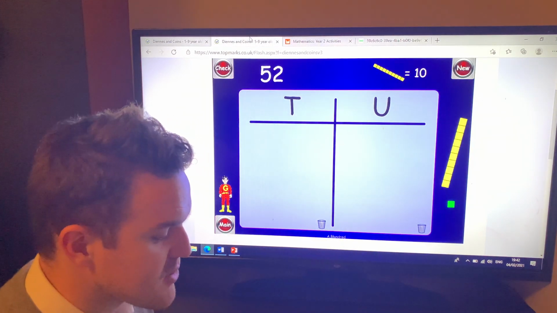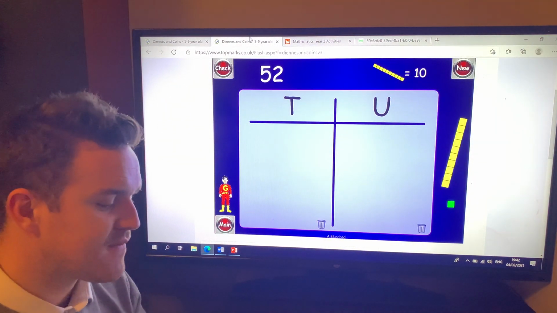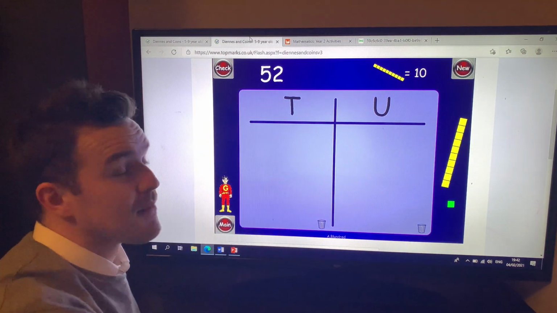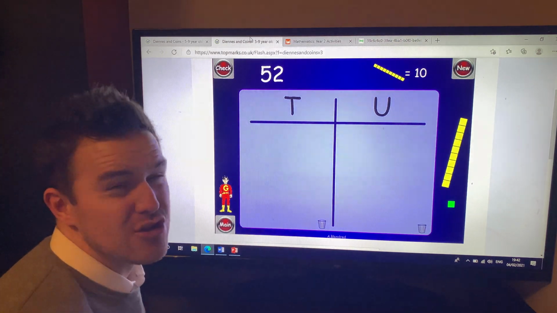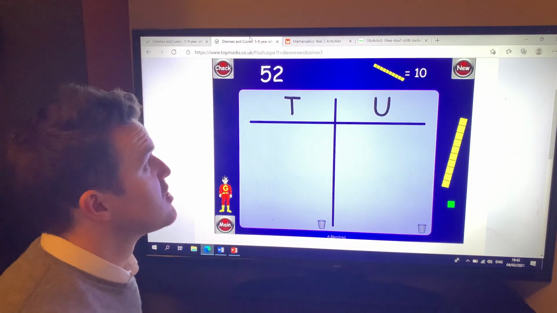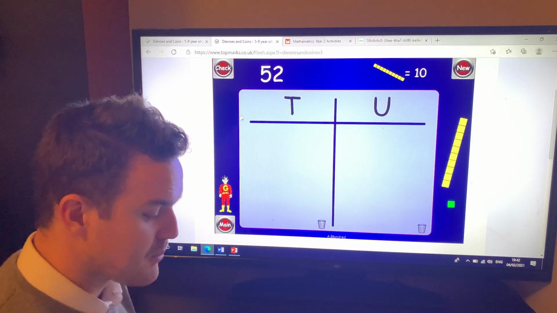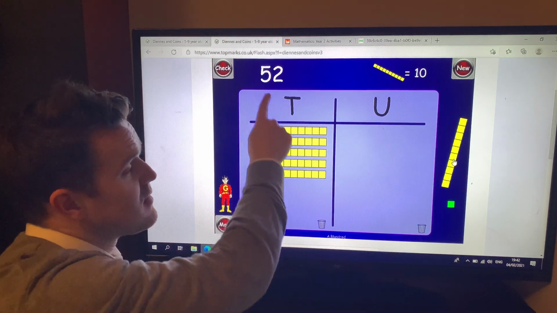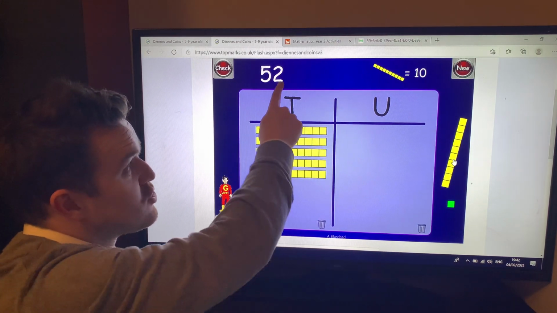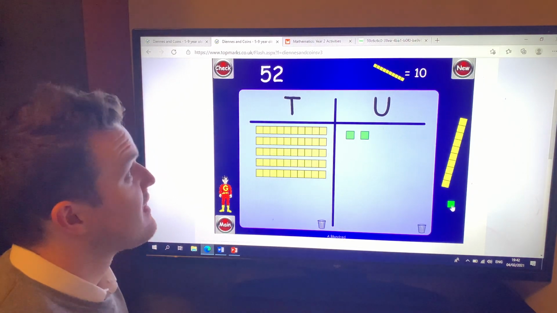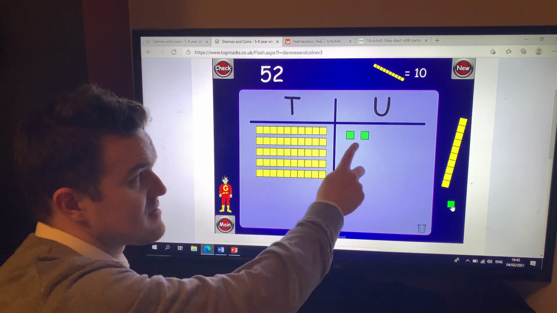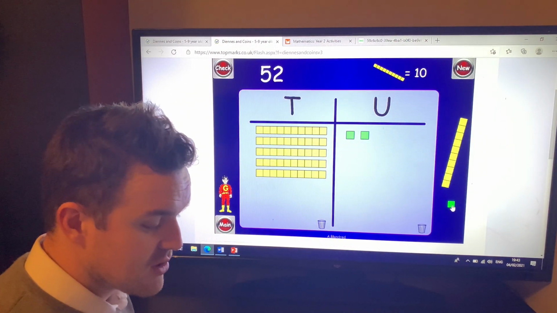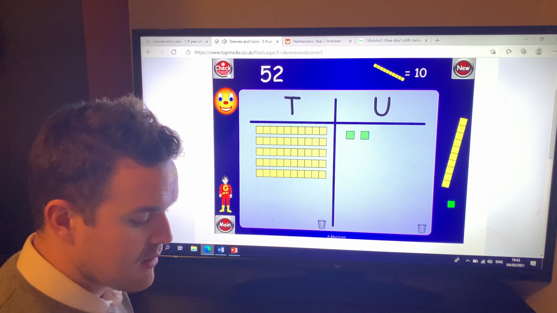Okay, let's try some the opposite way. They're going to give us a number this time, so they've given us the number 52. If we look at that number 52, we can see the first digit is the amount of tens, and the second digit is how many units, or how many ones. So 52 is, for example, 10, 20, 30, 40, 50, 5 sets of 10, and we need 2 ones. 52 is 5 tens and 2 ones, or 5 tens and 2 units. Let's check. We got that one right.